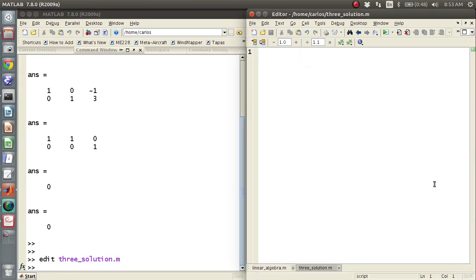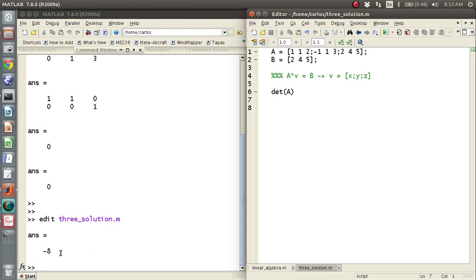So I'm going to say I have A is 1, 1, 2, -1, 1, 3, 2, 4, 5, and B is 2, 4, 5. So now my solution is still A times V equals B, but V equals X, Y, Z. Now if I do RREF of, first let's check the determinant. If I do determinant of A, I get that the determinant is -8, which means the solution exists.